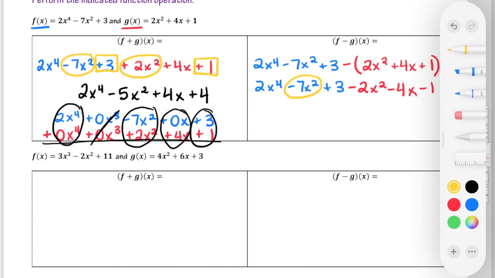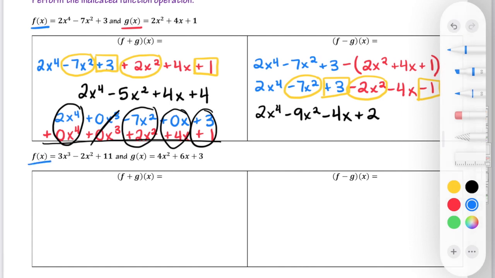Now, same thing, I've got to combine my like terms just like before. I can combine the x squareds and the constants, and I'm going to carry down the rest. So carry down the 2x to the fourth. Negative 7x squared minus 2x squared gives me negative 9x squared. Carry down my negative 4x, and then positive 3 minus 1 gives me positive 2. That's what I get when I subtract f minus g of x. You don't want to forget to carry down any of the terms that aren't being combined.